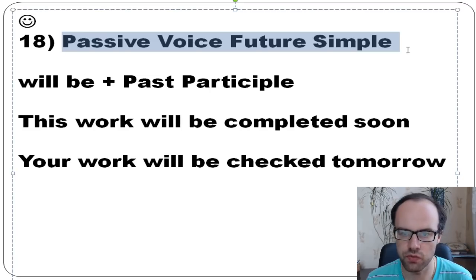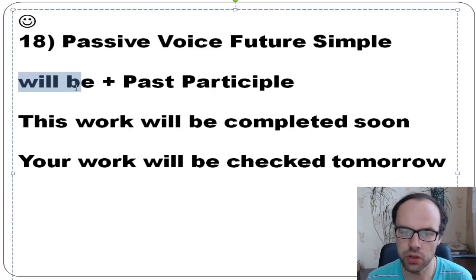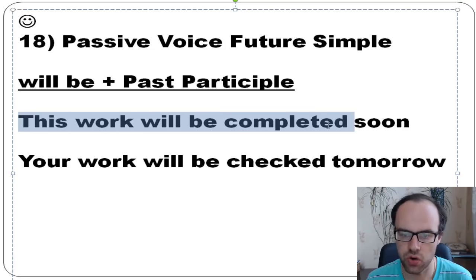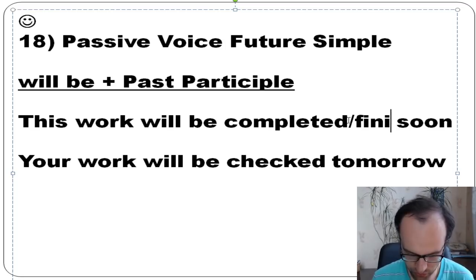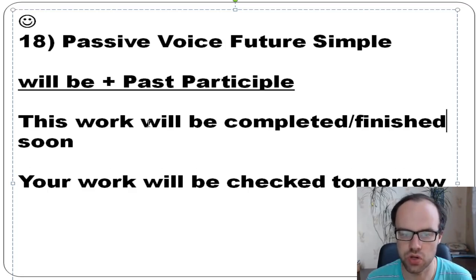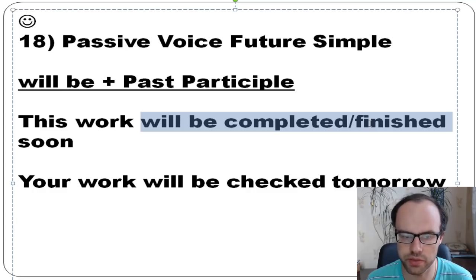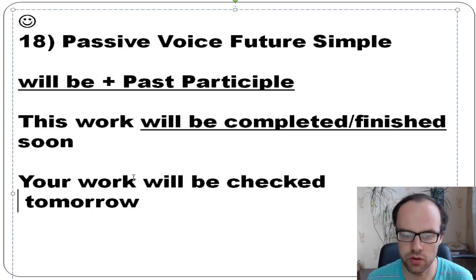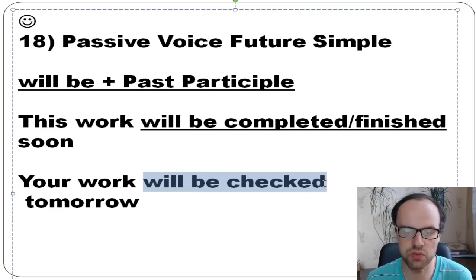Future simple. Passive voice, future simple. Will be, how do we form it? Will be plus past participle. Look, this work will be completed soon, or will be finished soon. So will be plus past participle. This work will be completed soon. This work will be finished soon. Your work will be checked tomorrow. Okay? Will be plus past participle. So it will be done by someone. Your work will be checked by someone.